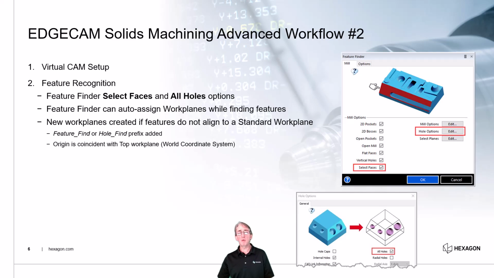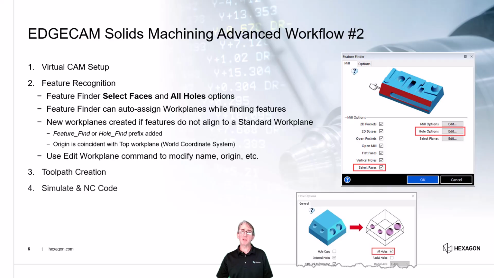Keep in mind that when new work planes, if needed, are created, those new work planes have a prefix of feature find and hole find. But if you already have work planes there, then the work planes that are there that are suitable are used. The origins of any new work planes created will be coincident with the top work plane, but you can always go use edit work plane to make changes to things such as names, origins, etc. later. And this is a very fast workflow.